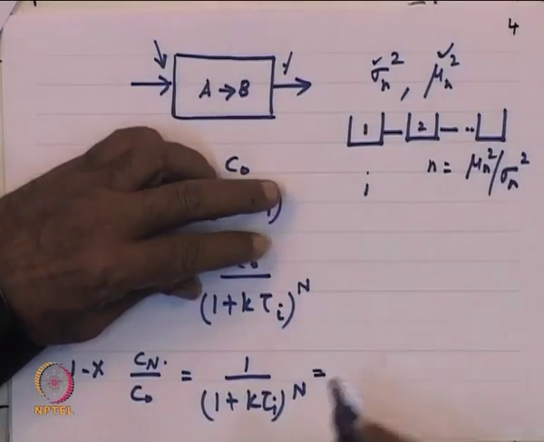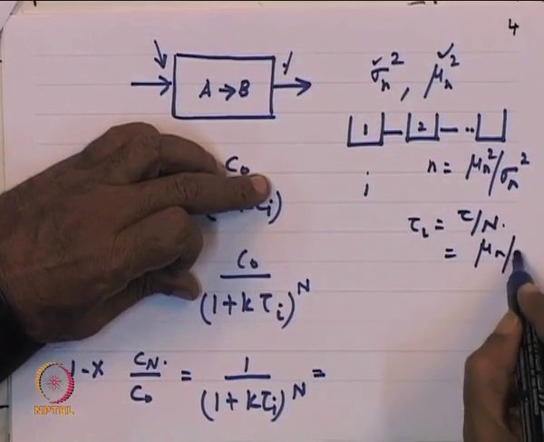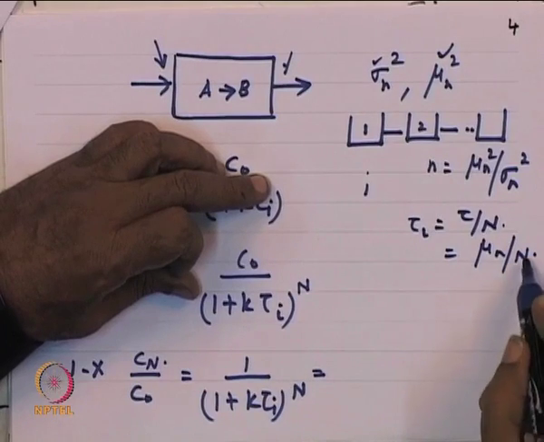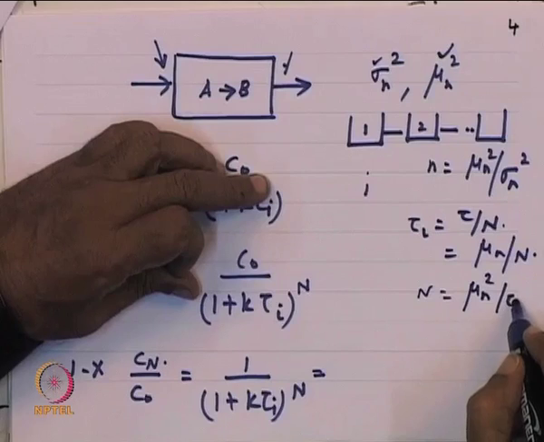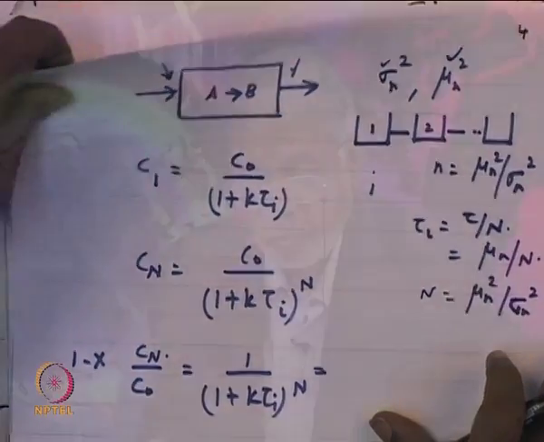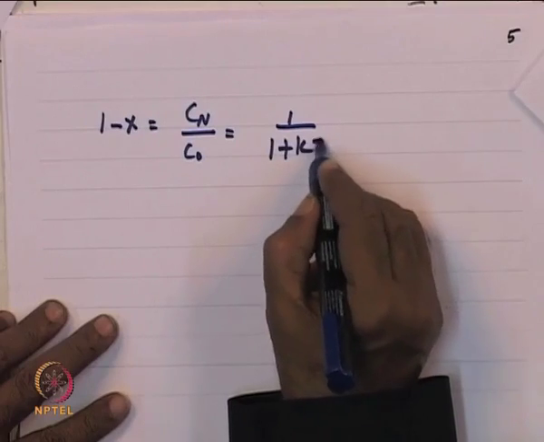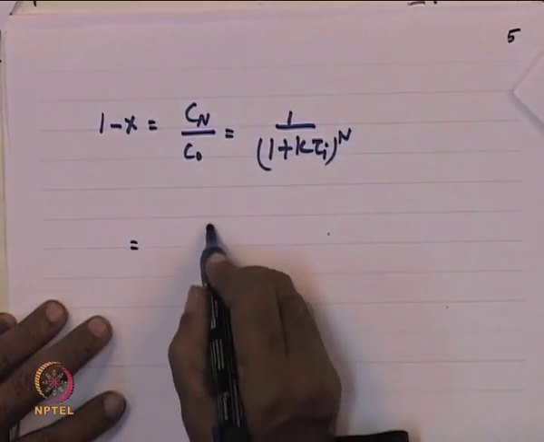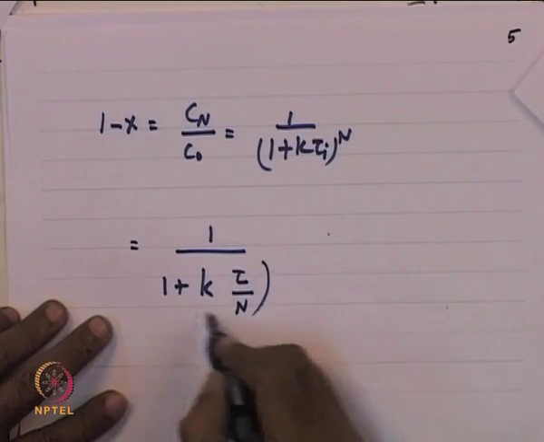Now, we can replace this tau I; tau I is tau by n, or it is the same as mu n by n. And you can replace this n from the fact that n is equal to mu n squared by sigma n squared. Therefore, n everything can be replaced in terms of measured numbers. The measured quantities are mu n and sigma n. Therefore, 1 minus x equal to C n by C 0, which is equal to 1 by 1 plus k tau I to the power of n, is also equal to 1 by 1 plus k, what is tau I? Tau by n, to the power of n.